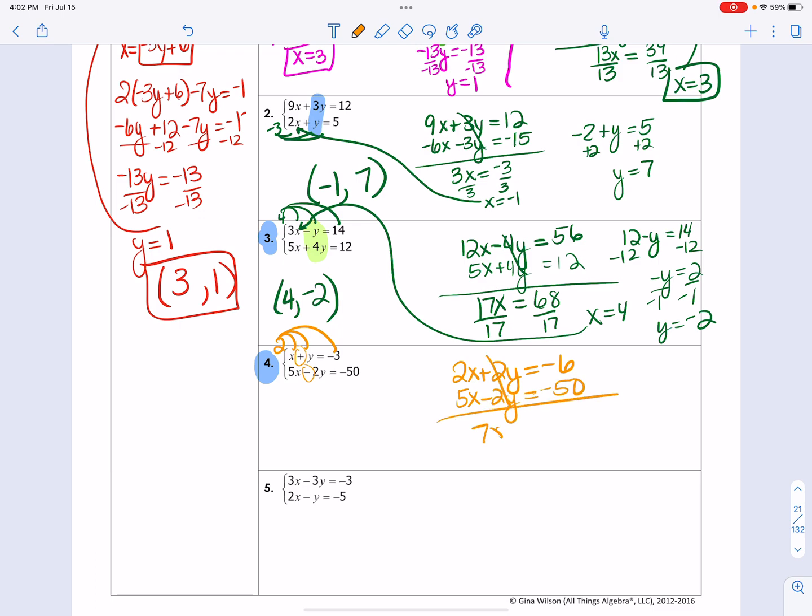And you get 7x equals -56, so divide by 7, and x equals -8. Oops. So my coordinate is x equals -8. I'm going to take that and put it back into either one. I'm going to go there because the numbers are smaller. So -8 plus y equals -3. I'm going to add 8, and y equals 5.